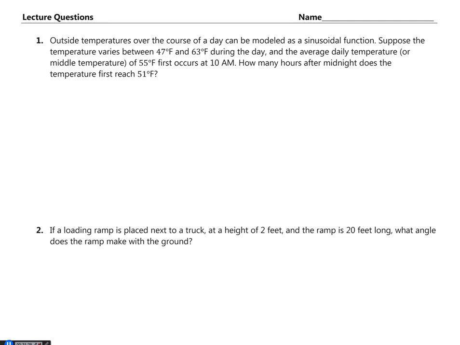Number 1, outside temperatures over the course of a day can be modeled as a sinusoidal function. Suppose the temperature varies between 47 degrees Fahrenheit and 63 degrees Fahrenheit during the day, and the average daily temperature, or middle temperature, of 55 degrees Fahrenheit first occurs at 10 a.m. Now the question is, how many hours after midnight does the temperature first reach 51 degrees Fahrenheit?